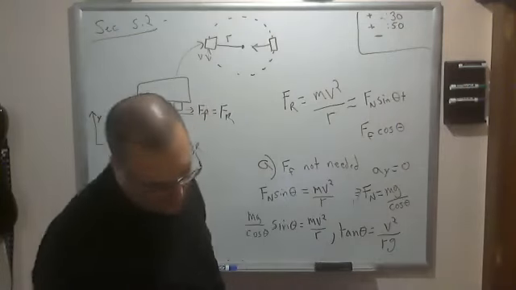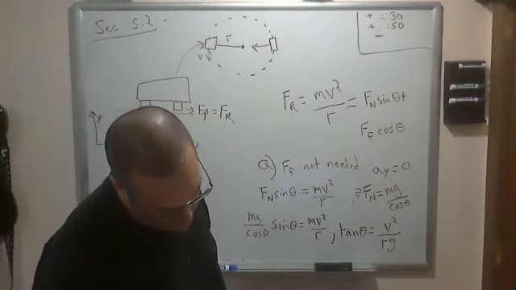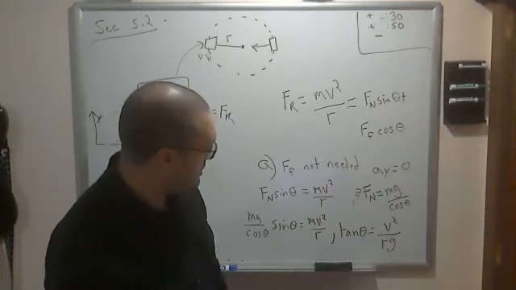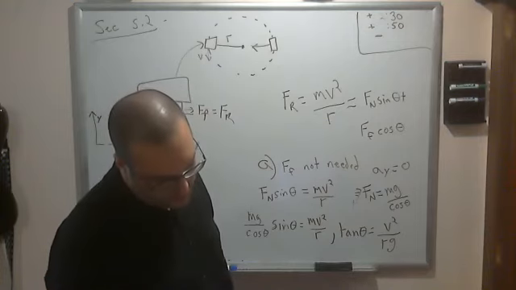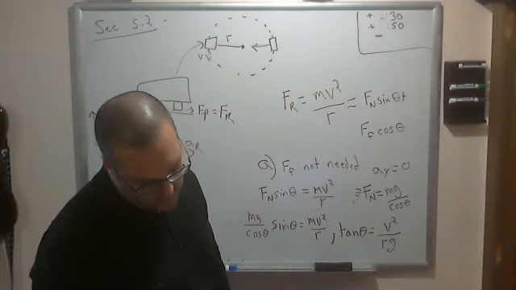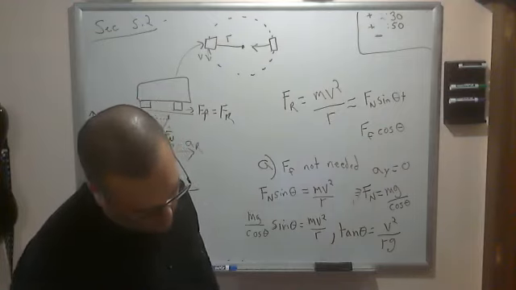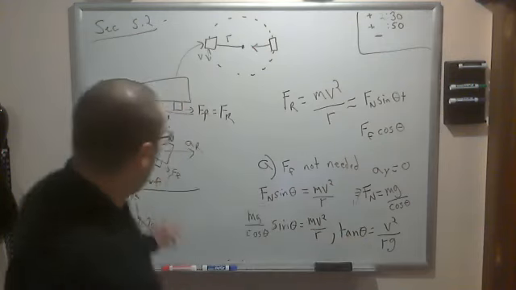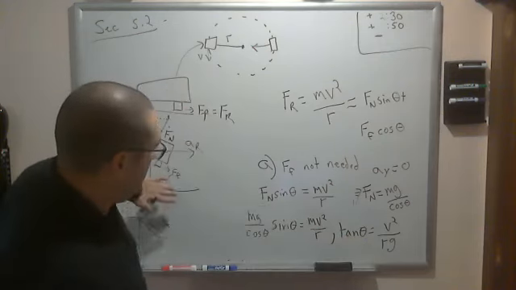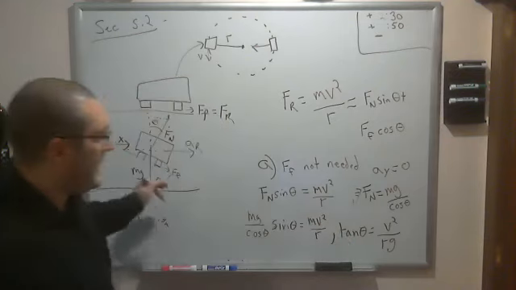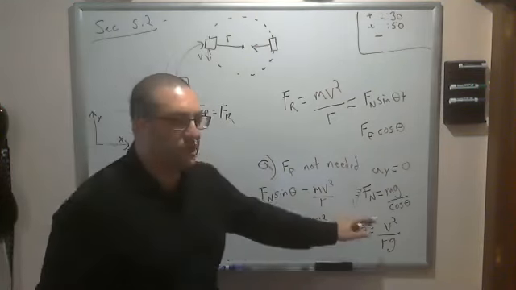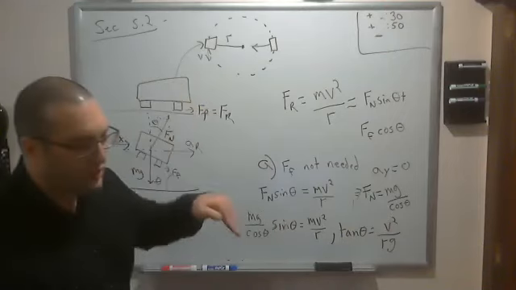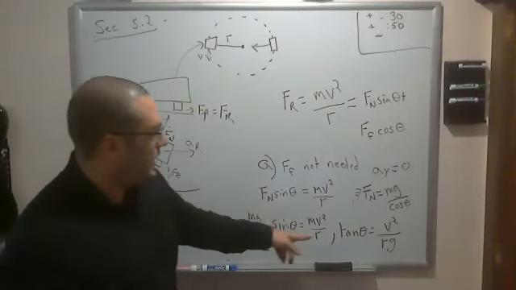And then when you plug it in, you get this. Right. And this gives you the banking angle. This formula gives you the banking angle for the radius of curvature and the speed. So it's very simple to calculate the banking angle based on this.